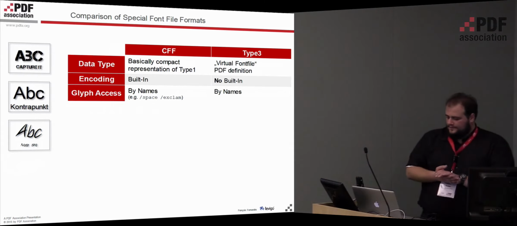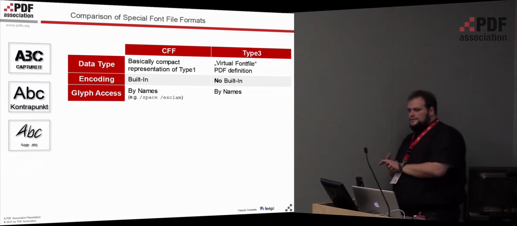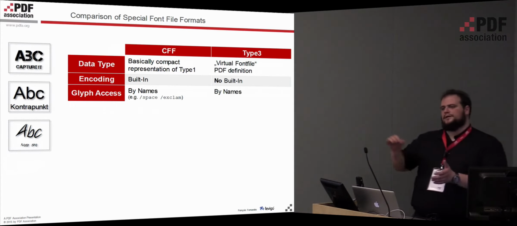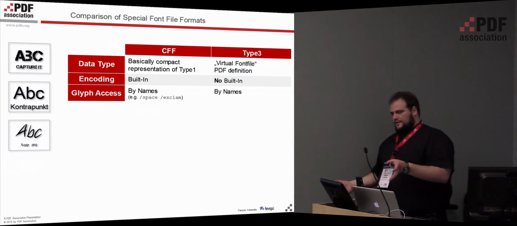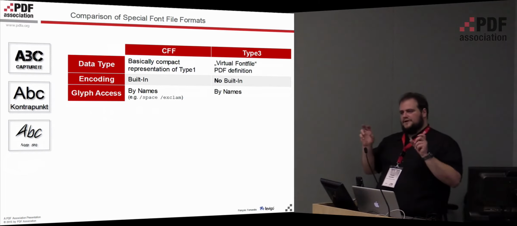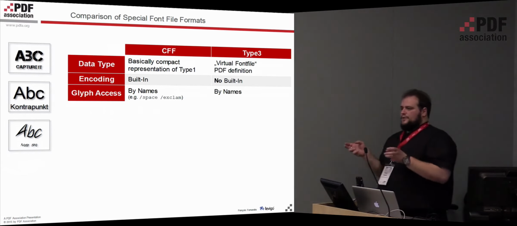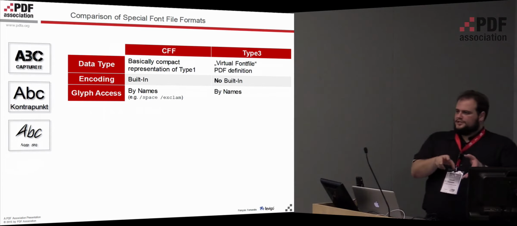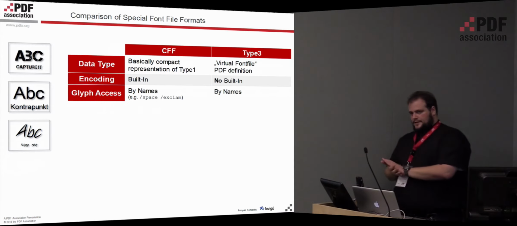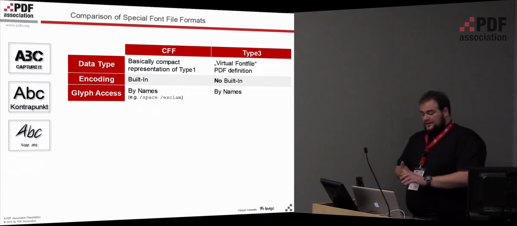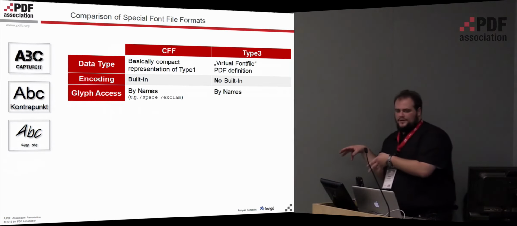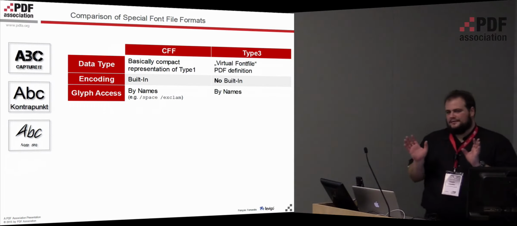And Type 3 is a so-called virtual font file, because it is actually a collection of PDF objects within a PDF document that make up the font structure. So there's no real specification of a Type 3 font file format. It's more a specification of common dictionaries, common PDF objects, and how they're going to be used to represent that font. Encoding is not built in, because the PDF document actually owns the encoding. And access, again, is by names.